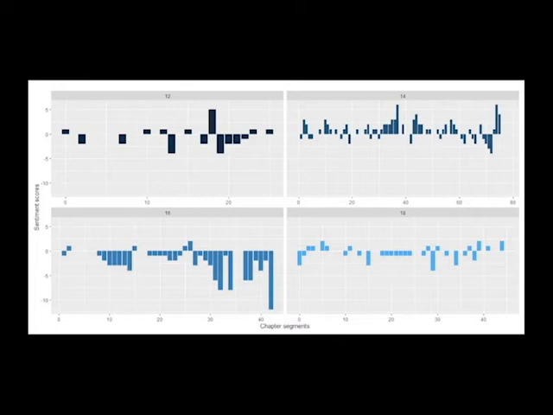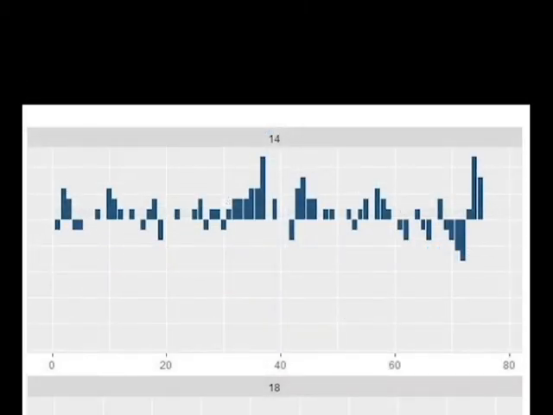and within each chapter. So for example, for chapter 14, which is about love, you can see that in the top right corner, the sentiment is mostly positive, but in the end, there are 3 or 4 bars that are a group of negative sentiments.